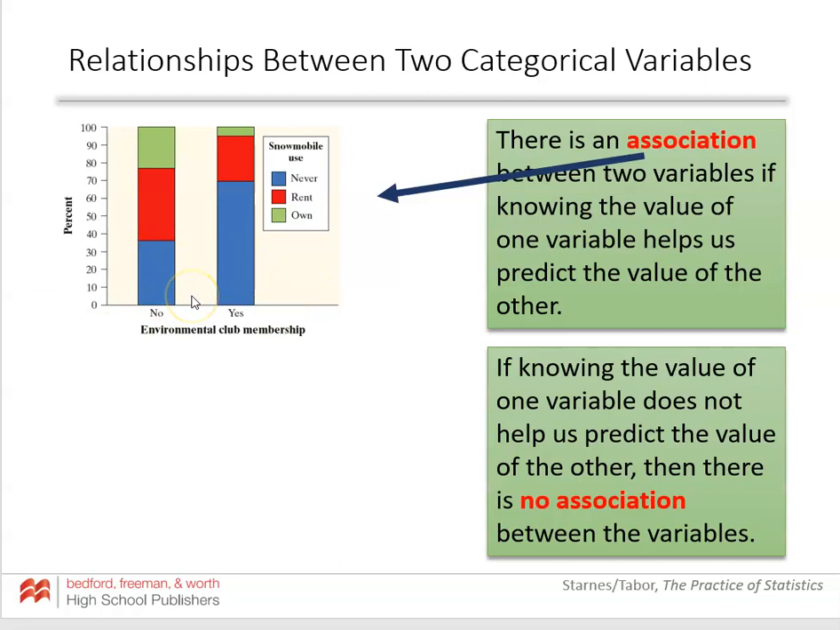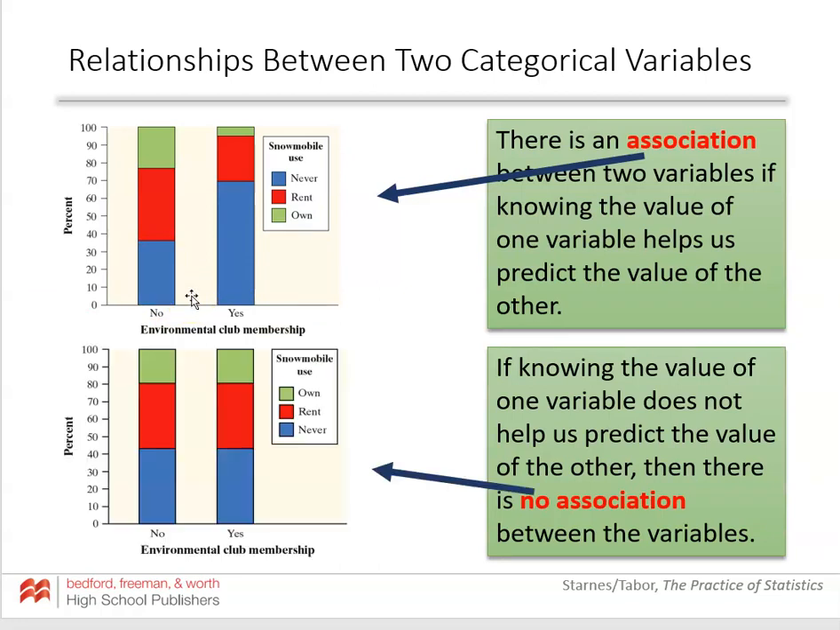Whereas if knowing the value of one variable does not help us predict the value of the other, then we know there's no association. Visually, what that's going to look like is having the two graphs look identical, right? Knowing that you're in the environmental club or not doesn't change whether you're more likely to have owned a snowmobile or not, okay? So that's visually how you can tell. You can also do that from the percentages from your two-way table.